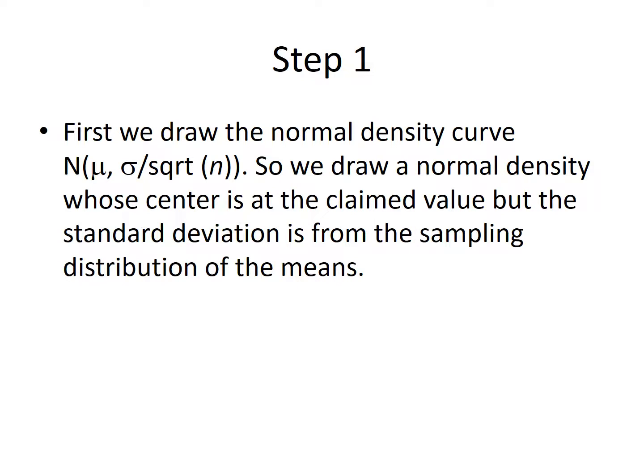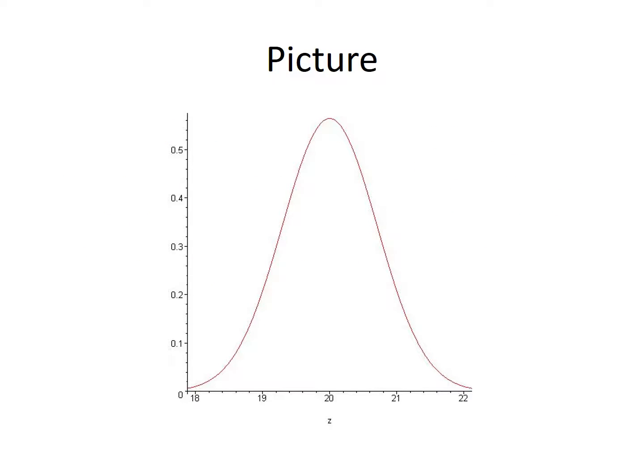The first step in determining type 2 errors is to draw the normal density curve as provided. Normal centered at mu with a standard deviation of sigma over square root n. So we'll draw a normal density centered at the claimed value, but the standard deviation is from the sampling distribution of the means. And here is a diagram for this particular example. Here we see that the claim is at 20. We are centered at 20, and we have the standard deviation measured appropriately.